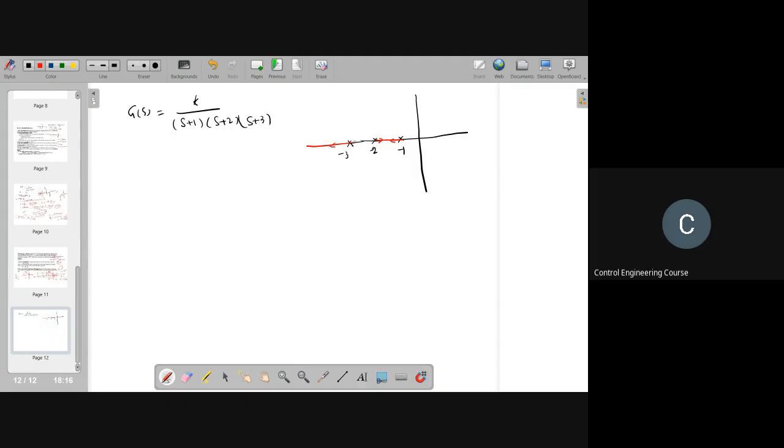Why won't it go in this direction? Because no part of the root locus exists here. So it has to go in this direction only. Okay, the next step is asymptotes.